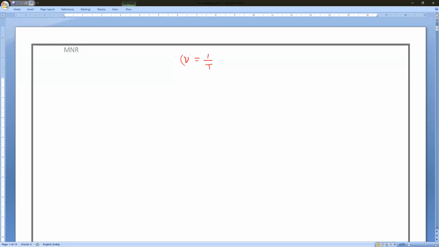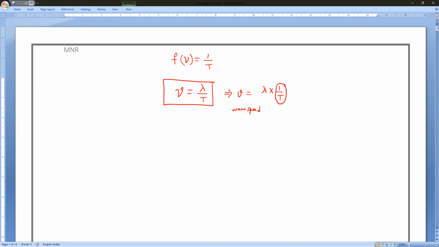What is the symbol for frequency? You can write V or F. Am I right, guys? That is one. Next, speed of a wave is equal to, what is the formula? Speed of a wave is equal to wavelength divided by time period. So which we can modify as wave speed is equal to wavelength into 1 by time period.